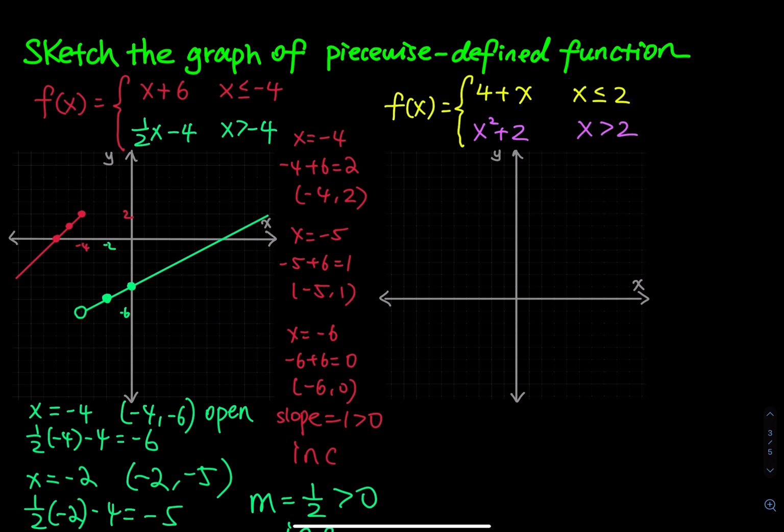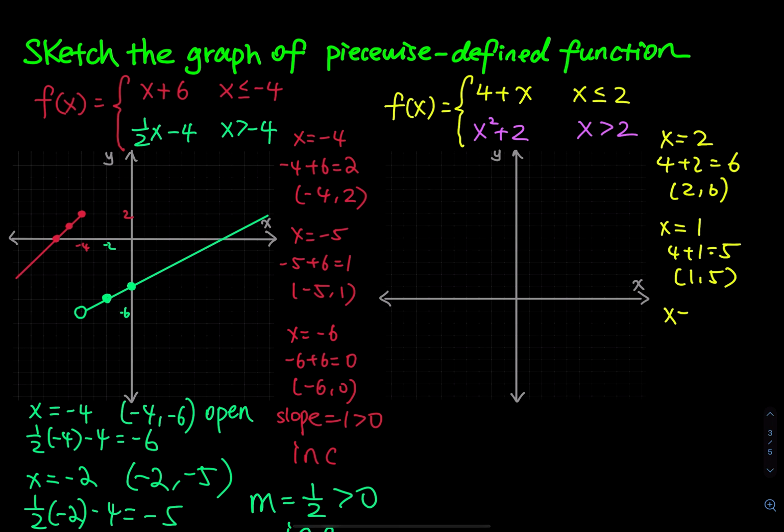x less than or equal to 2, got it. So I will just pick when x is equal to 2. You have 4 plus 2 equals 6, so we have 2 comma 6. When x is equal to 1, you have 4 plus 1 equals 5, so 1 comma 5. When x is equal to 0, you have 4 plus 0 equals 4. You have 0 comma 4.